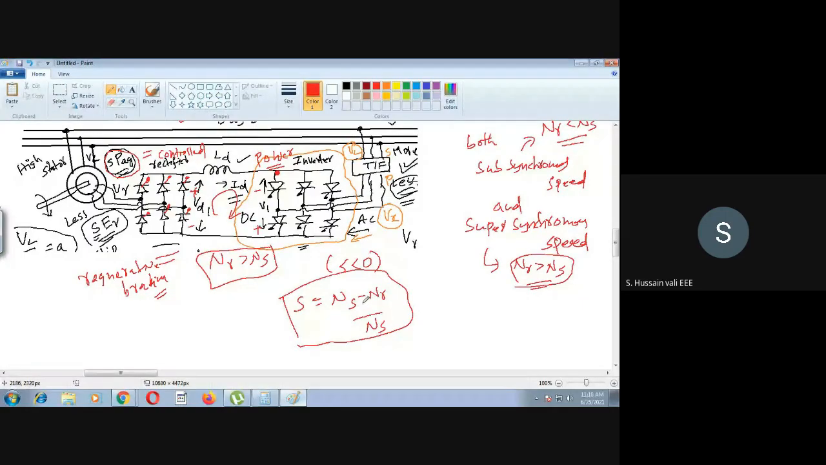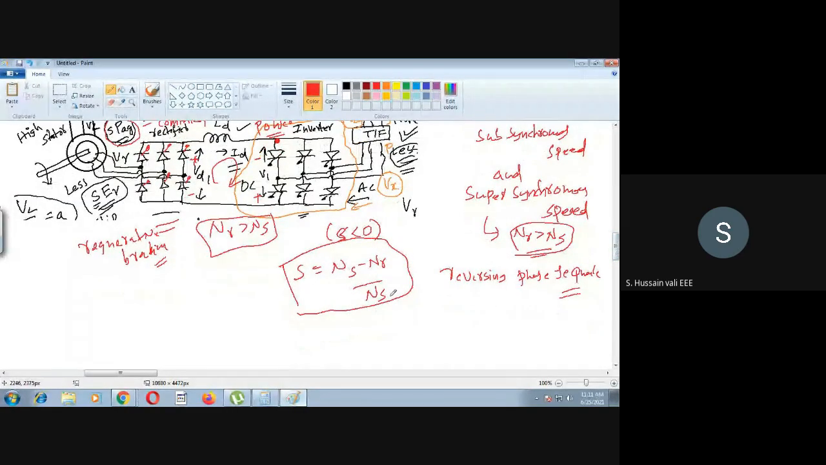To make this slip negative, you can do one thing: reverse the phase sequence here. If you reverse the phase sequence here, what will happen? NS becomes negative. NS is now negative. If NS is negative, then this is negative, this is negative. Of course, sorry, I think this is not possible.